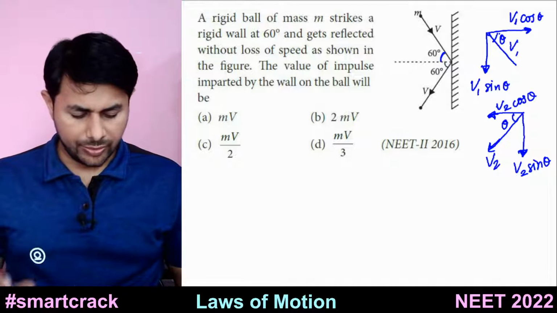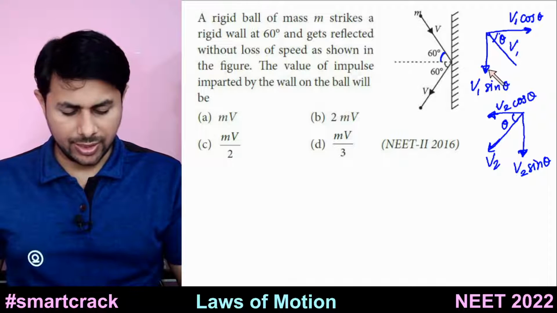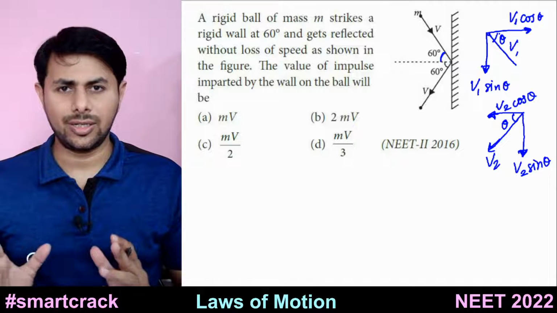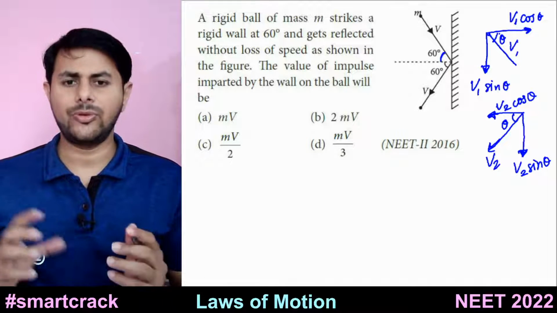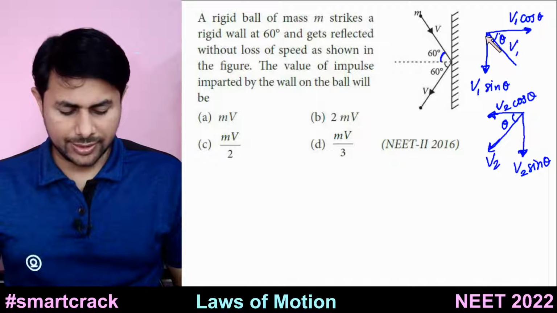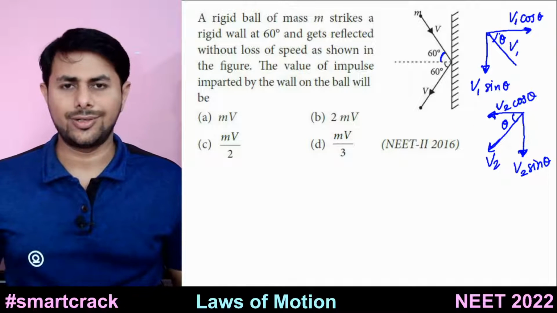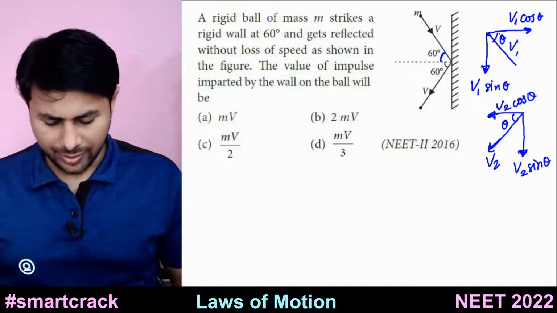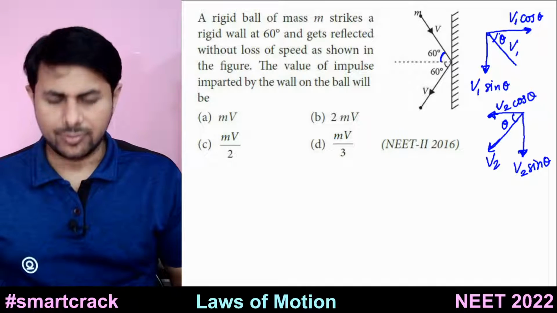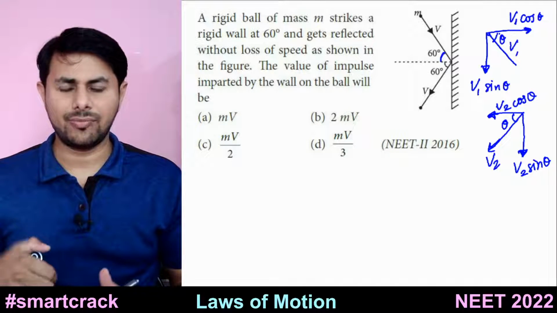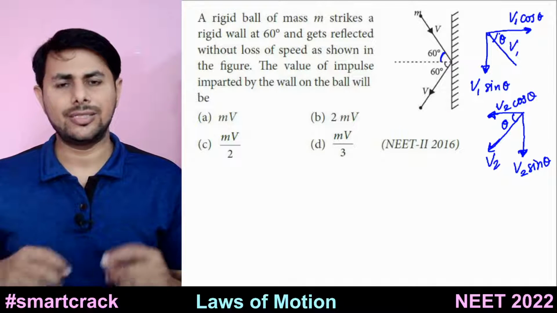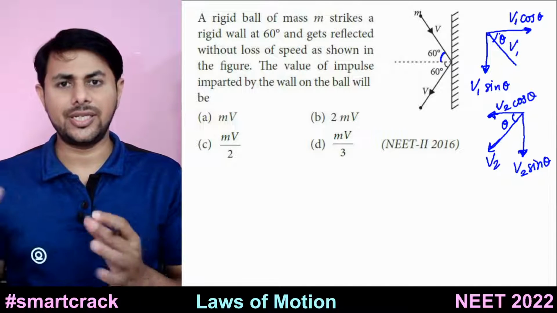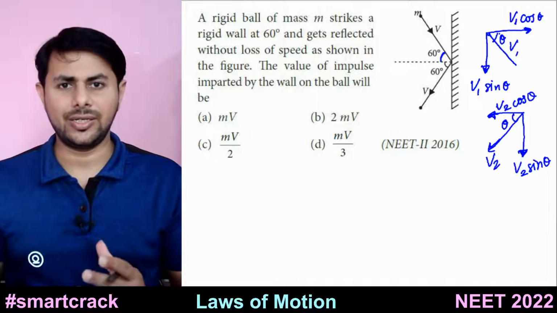Okay, so now you can look at the components. What happens to the vertical component? It was downwards, it is still downwards. That means there is no change in the vertical component of velocity. What about the horizontal component? It was towards the right earlier, now it is towards the left. So there is a change in the horizontal component, a change in direction. So what will be the change in momentum? There is no change in momentum in the y direction because velocity in the y direction is constant, but there is a change in momentum in the x direction because the velocity in the x direction is reversing its direction.